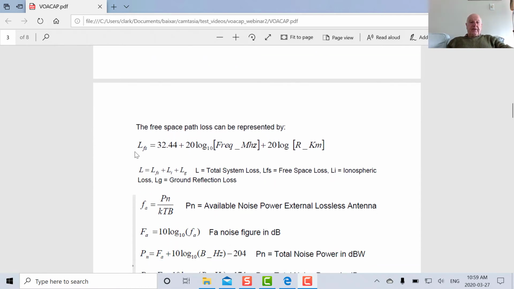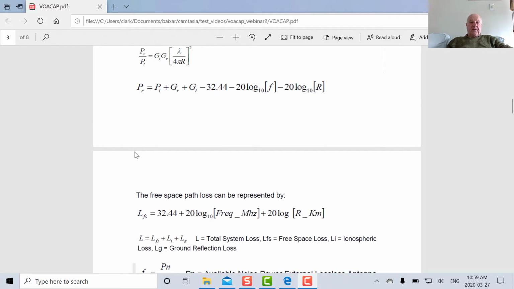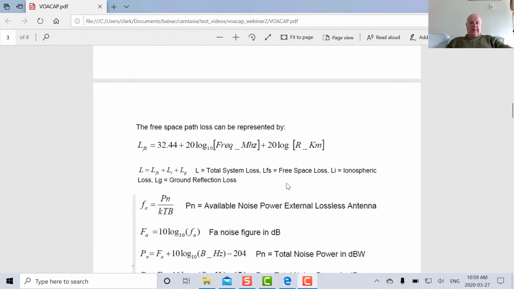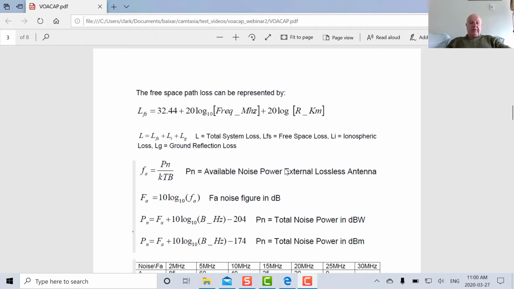Now, if we're just going to consider the free space loss, we can lump all these three terms together, and that will give us what we call our free space loss. In reality, though, this is not correct because there's going to be absorption in the atmosphere or the ionosphere, so we'll call that Li. And if there's more than one hop, you'll have reflection ground loss. So really, in a real situation, which is what VOACAP does, you have to consider all three. What I'm doing is I'm just looking at this to give me a maximum signal I could ever possibly receive.